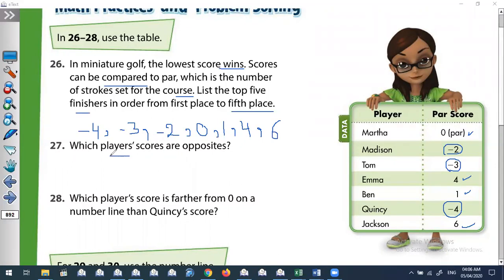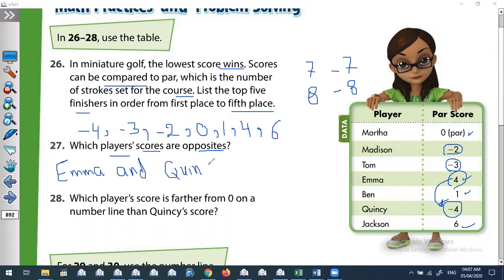Here, which players' scores are opposites? Opposites means a number and its opposite, the same number but with a different sign. Like 5 and negative 5, like 7 and negative 7, they are opposites. Like 8 and negative 8. Here, which pairs are opposite? Here we have negative 4 and 4. They are opposite. So we have Quincy and Emma, because he asked about the players. Emma and Quincy.